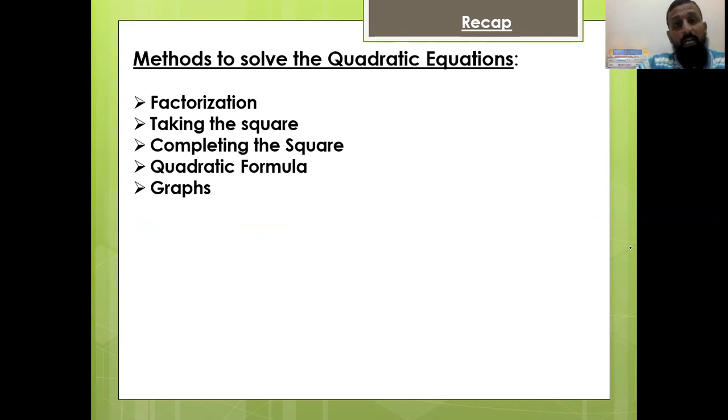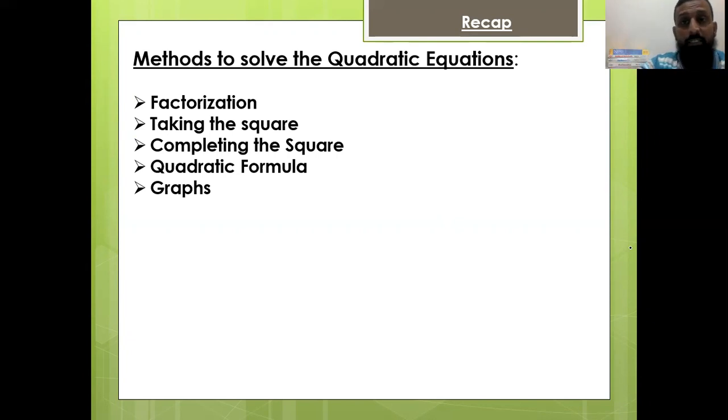Now we have learned that there are different methods to solve quadratic equations. What are those methods? Number one, factorization method. Now again, there are different ways by which you can apply factorization. Number one, by taking out a common number out of an expression. That, number one. Number two, by applying identities.